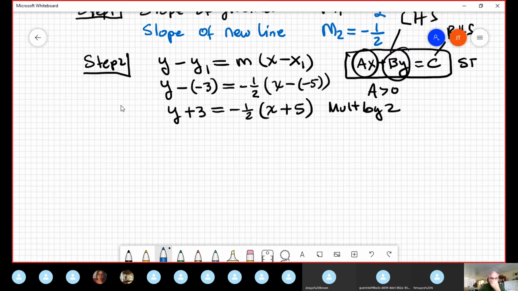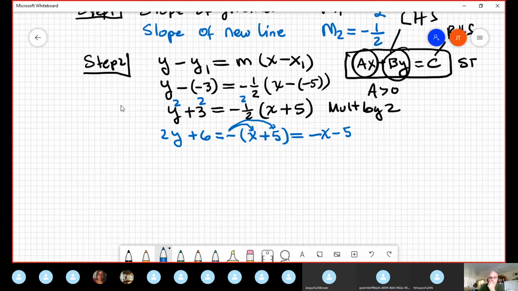By 2, by 2, by 2. This by 2, this by 2, and this by 2. Outside, no, inside. Entonces 2y plus 6 equal, entonces 2 times 1/2 is -1 in this case, no? Negative x plus 5. Everyone follow me? Yes. And you apply distributive property here to eliminate the parenthesis: minus x minus 5.